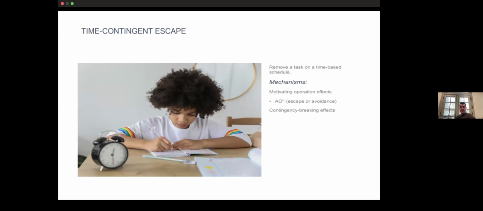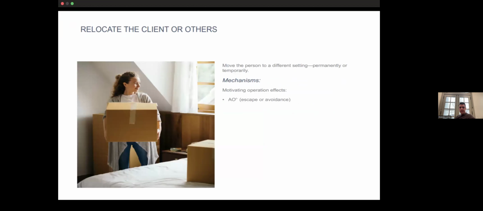Time contingent escape. This kind of goes off of what you were just saying, Grace, too. It's like remove a task on a time-based schedule. So we'll do, let's just do the dishes for 2 minutes and we'll take a break. It's so they don't think this is going to be an ongoing task, like I'm going to vacuum the floor for the next 2 hours. That's ridiculous, there'll be no carpet left. It's more like, okay, we can vacuum for 5 minutes and then we'll listen to music and hang out. So it's not the end of the world. They don't think it's going to be a forever task, and this would abolish the need to escape or avoid something. Relocate the client or others: move the person to a different setting, permanently or temporarily.